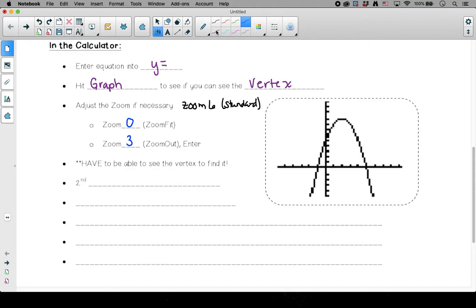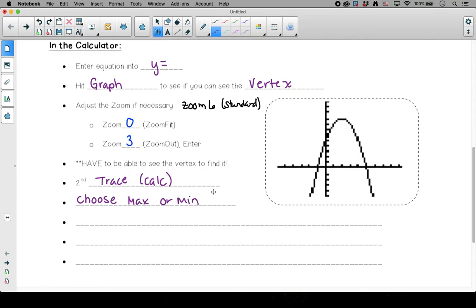Once we see our vertex, you'll hit second, and then the trace button, which is the calculate function. You're calculating the vertex. Once we get into a new menu, you will choose whether it is a maximum or a minimum.